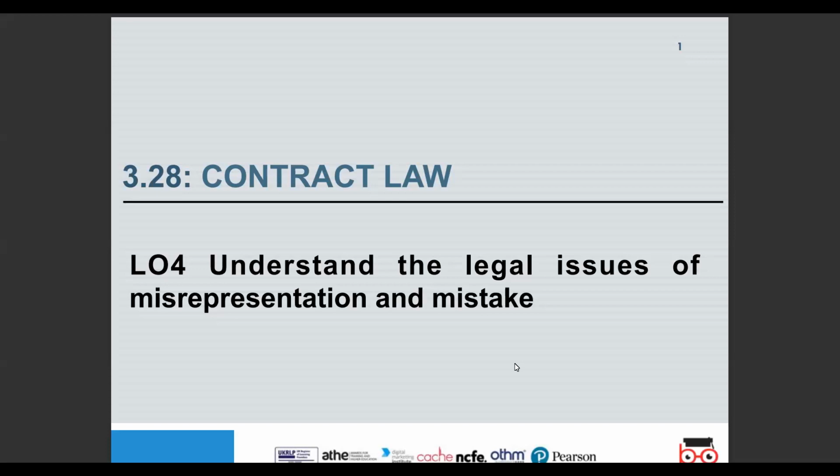In the last session we looked at learning outcome 3, which was understanding the contractual terms and exclusion clauses, and now we will go on to looking at the legal issues of misrepresentation and mistake. In the last session we looked at the difference between a condition and a warranty using case law. Explain how terms are implied within a contract and express terms. We looked at the importance and methods of incorporation. We also looked at the importance of construction for interpretation of the contract. Now we're looking at the legal issues of mistake and misrepresentation.